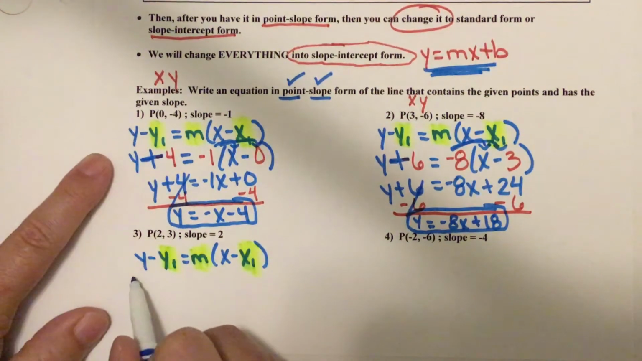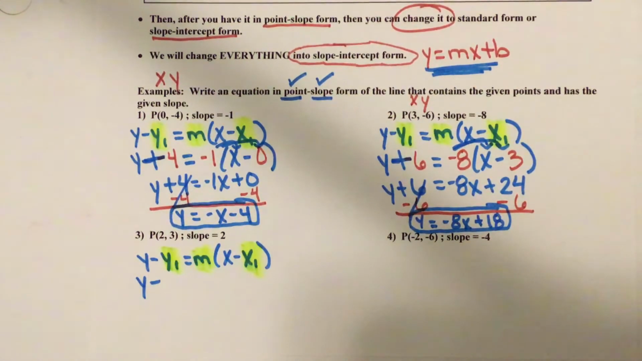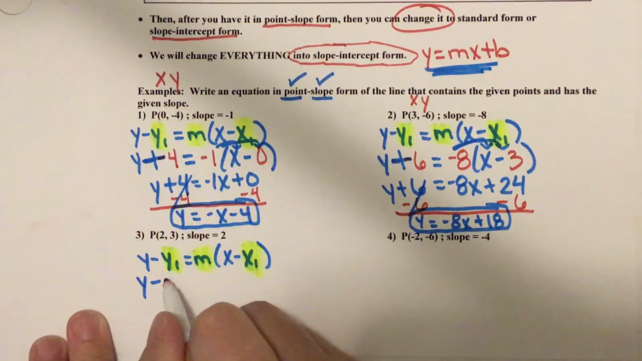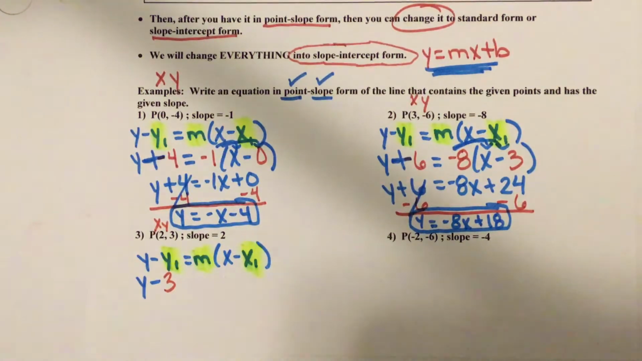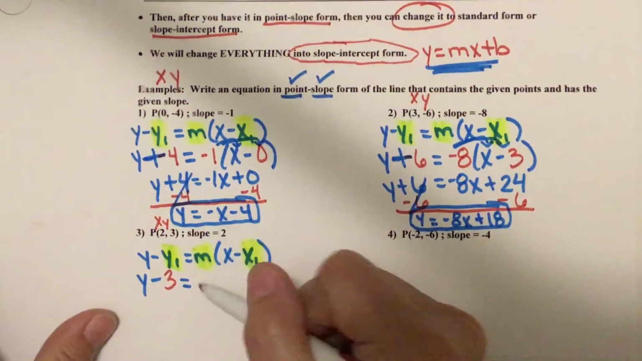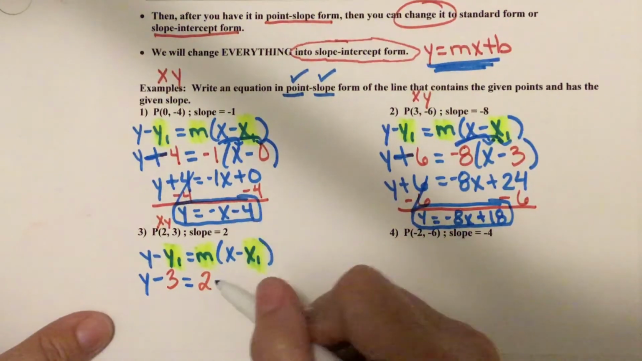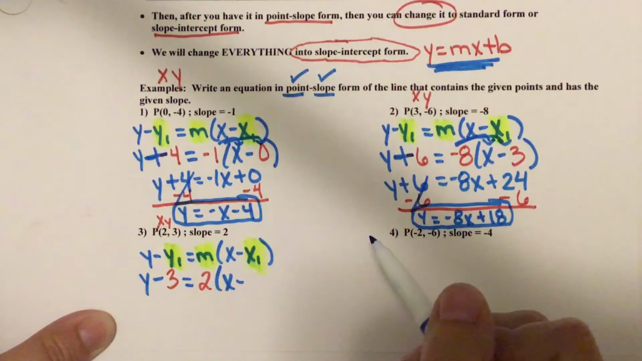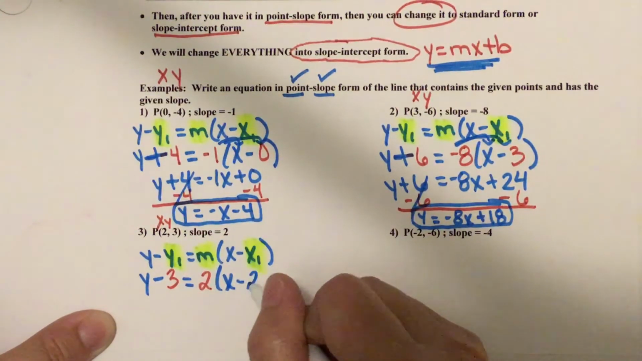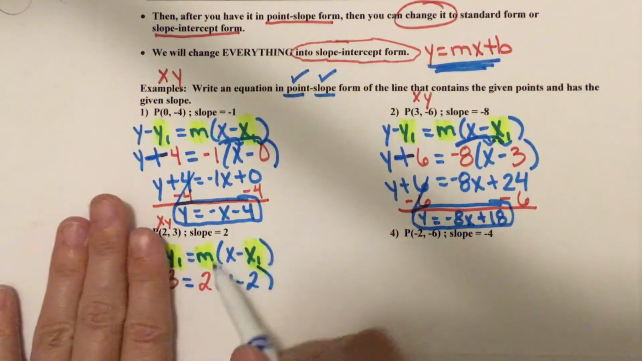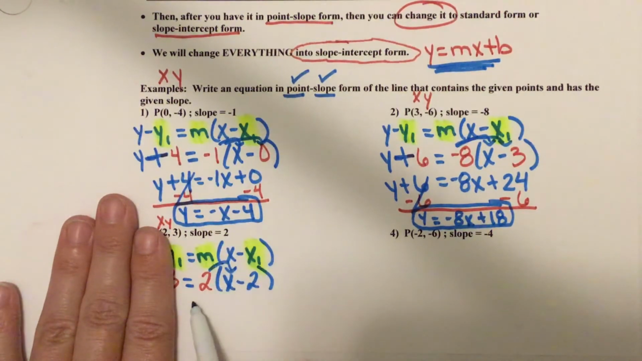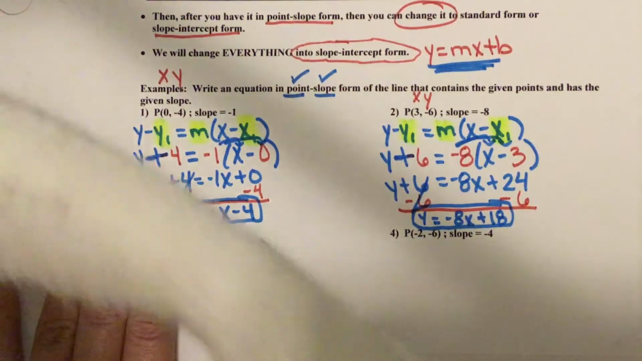All right, so we go y minus, which one's the y coordinate? The 3. Remember, x comes before y. And then equals the slope, and who's the slope? 2. And then in parentheses, x minus the x coordinate, which is 2. This time I don't have a minus, a negative here or here. Okay, so now to solve for y, we're going to distribute to get rid of the parentheses. So 2 times x makes 2x, and 2 times -2 makes -4.